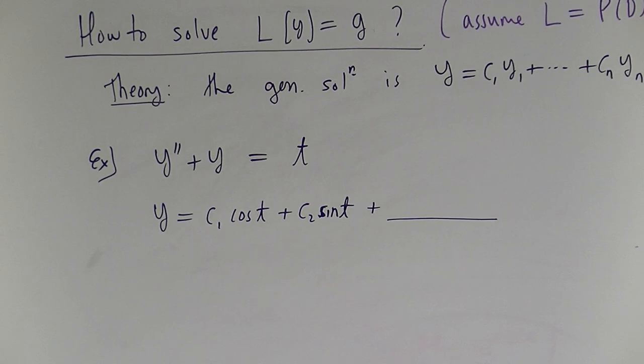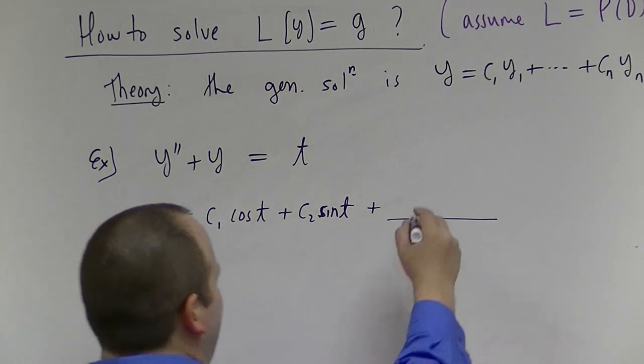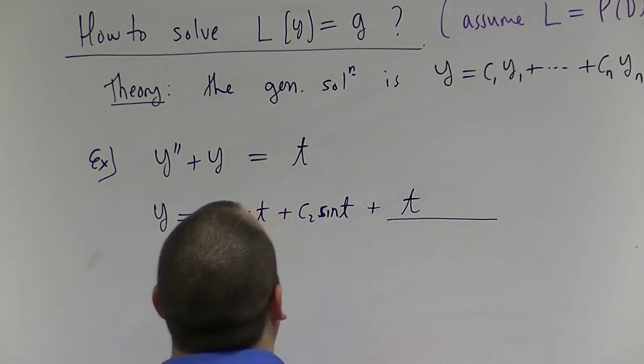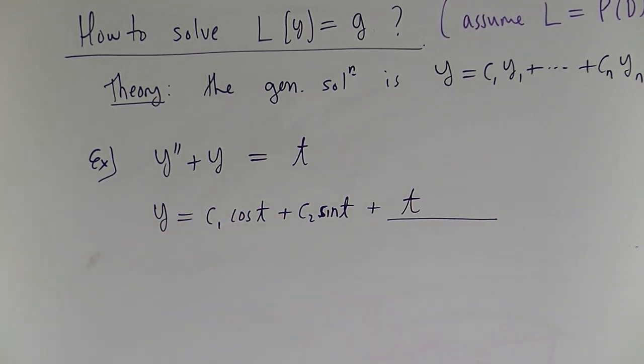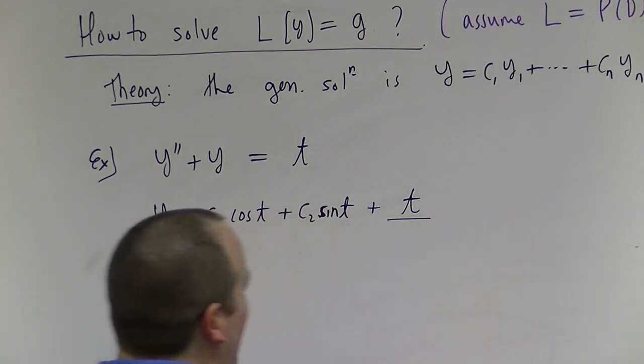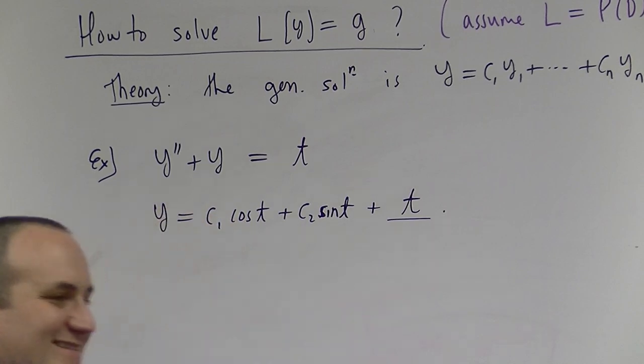Just do t. Yeah, for example, t itself. Very nice, because y'' is 0 and t is equal to t. Very good. Thanks, Daniel. Sometimes you can just guess them. But what if guessing doesn't work? What's the method to find that?